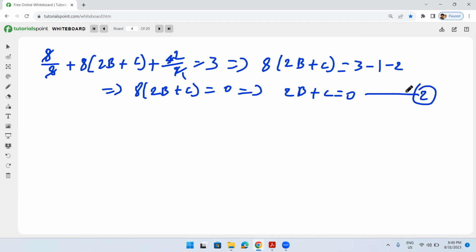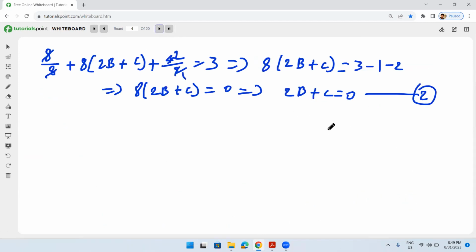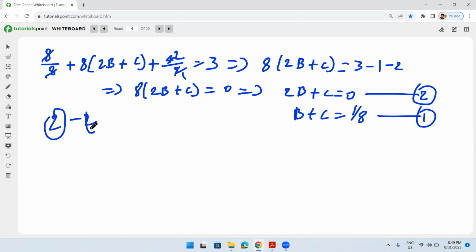Like this, randomly taking s values, 2 values, we get 2 equations with the 2 unknowns. Equation 1, b plus c is 1 by 8. That is equation 1, and equation 2. I am doing equation 2 minus 1. So what do you get here? Minus, minus, minus. So minus c and c cancel. 2b minus b is nothing but b is equal to minus 1 by 8.